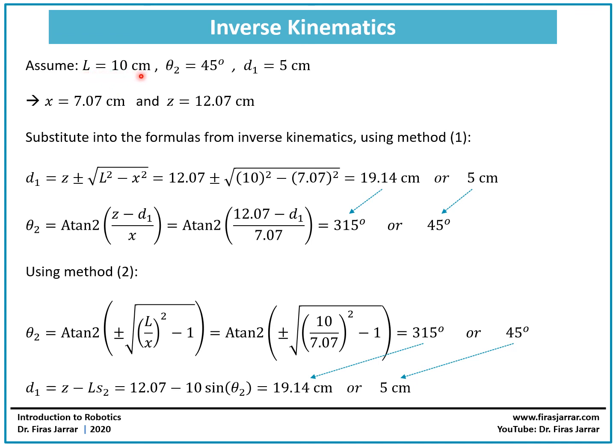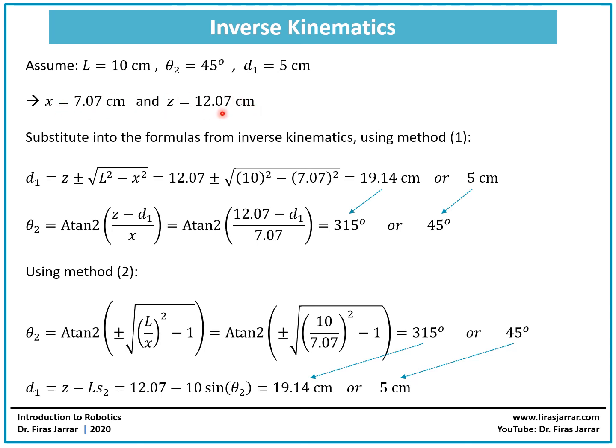Again, I'm assuming a dimension here, which is that L is equal to 10 centimeters. I'm assuming that at a certain instance in time, theta 2 could be equal to 45 degrees and D1 could be equal to 5 centimeters. After substituting these into the forward kinematics, I got a value for X equal to 7.07 centimeters and a value for Z equal to 12.07 centimeters.